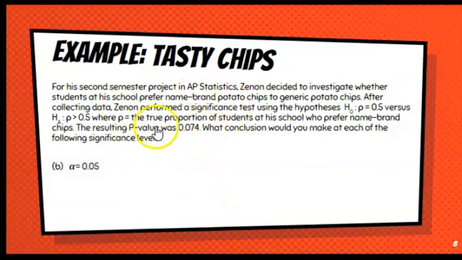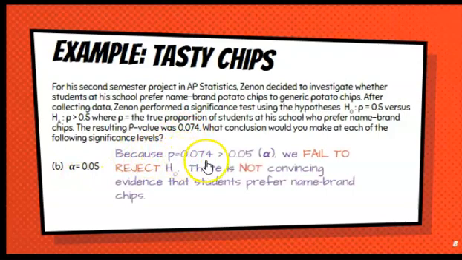Okay, so part B, same thing, same p-value, and now I'm comparing it to an alpha or a significance level of 5% or 0.05. So my sentence first compares those two. Because p, 0.074, is greater than 0.05 alpha, we fail to reject the null. Okay, if it's greater than, we fail to reject it. There is not convincing evidence that students prefer name brand chips. So notice really, there's only two things that changed here. Okay, well, three if you count the inequality. We're greater than here, therefore we fail to reject the null, and we do not have convincing evidence.